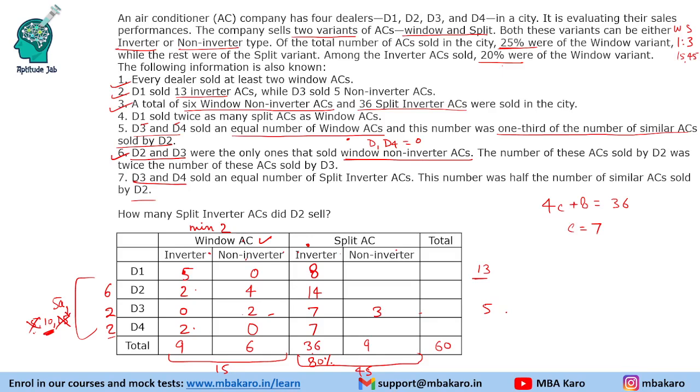What else can we get? This was 3 and we skipped one of the conditions over here. So the fourth condition says D1 sold twice as many split ACs as window ACs. So window AC was 5, so split ACs will be 10, and hence this value is 2. So total ACs is 15 here, and this is 10, 10 plus 2, 12.